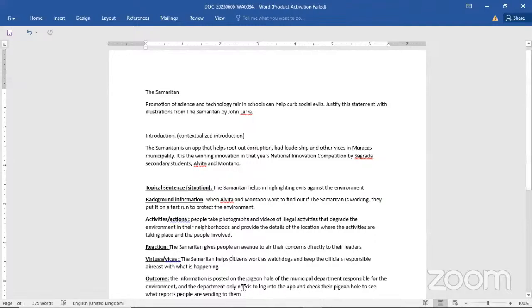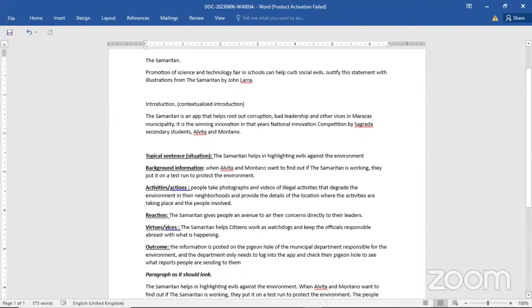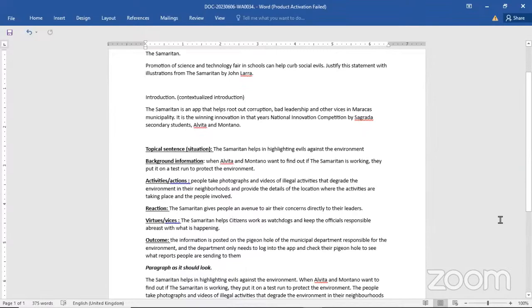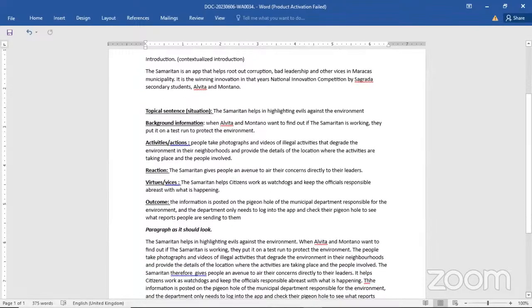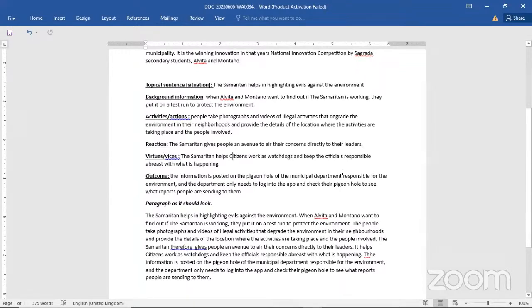So essentially, at the end of the day, the outcome can also be different. You can also write something like, it also enables the leaders to know what is happening in their respective places of work, etc. The outcome will be dependent on all this. I'm not saying that this is the only thing we can write, but it is pegged on what we are writing here on the question. So that is me breaking it down, but then I can read the whole paragraph as it would be written. The Samaritan helps in highlighting evils against the environment.